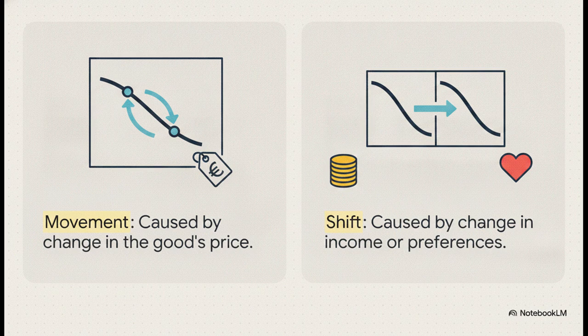Okay, major exam alert here. Listen closely, because you absolutely need to know the difference between a movement along the demand curve and a complete shift of the demand curve. A movement along the curve is caused by one thing, and one thing only: a change in the price of the good itself. That's it. But a shift of the entire curve happens when other things change, like your income, your preferences, or the prices of those related goods we just talked about. So remember, price changes equal movement, everything else equals a shift.